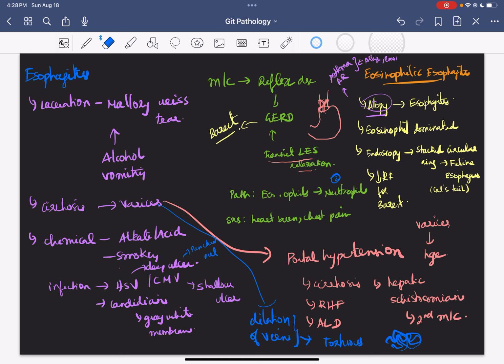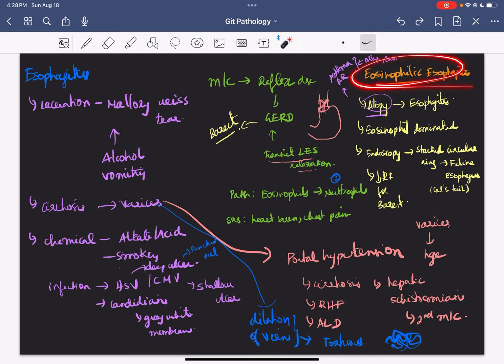First you have eosinophils coming to the site. After eosinophils, you have your neutrophils coming to the site. What are the symptoms? Heartburn. The classic symptom of GERD is called heartburn, and you have chest pain.